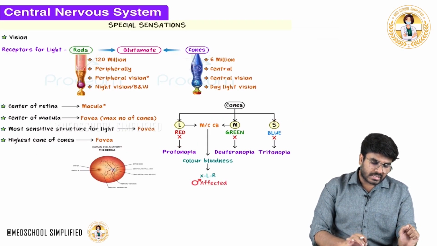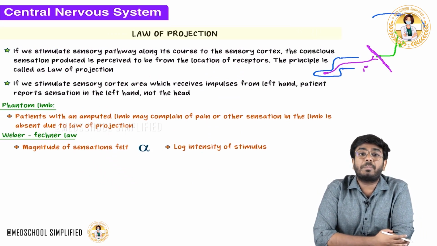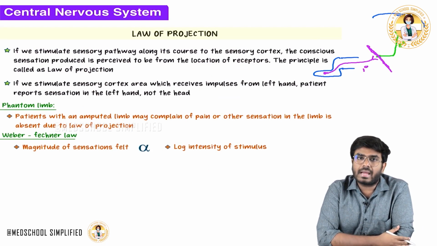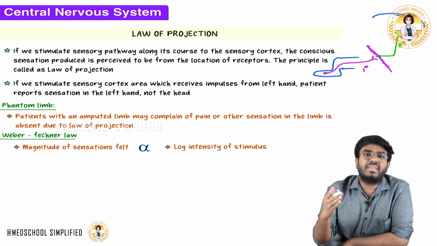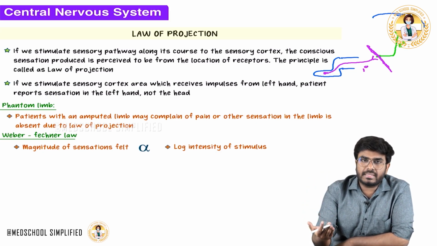Okay guys, we have discussed the important laws. Now in the next video, let's discuss the special sensations. Under special sensations, first we will discuss the eye. After that, we will discuss the ear, that is hearing, and the semicircular canals which help in balance.